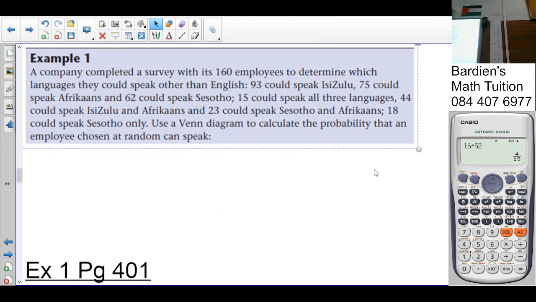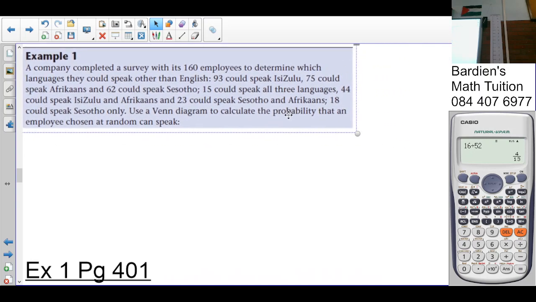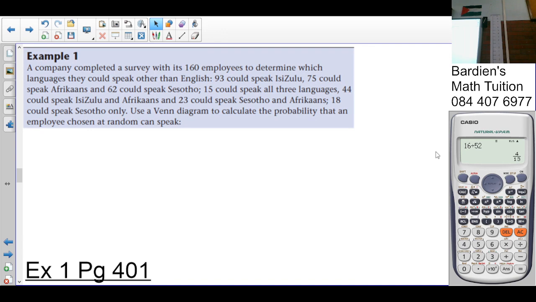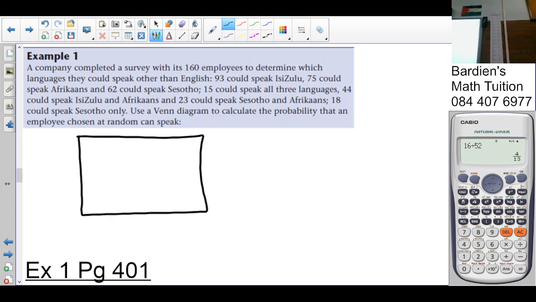So here we are told that a company completed a survey with 160 employees to determine the languages they speak other than English. So we know it's going to go into the Venn diagram, so we set this up here. So a company completed a survey with 160 employees. In other words, it's 160 in total. So all these subsets and subparts, and the values that don't belong to the set, all of those together will add up to 160.